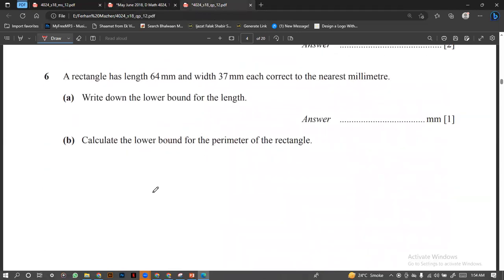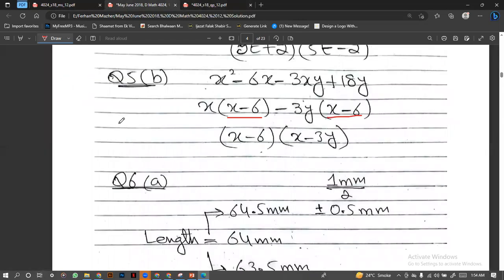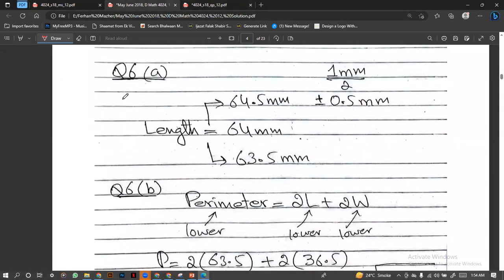Question number 6. A rectangle has a length 64 millimeter and a width 37 millimeter, each correct to the nearest millimeter. Write down the lower bound for the length. Because this is the nearest millimeter, this is correct to 1 millimeter. So divide it by 2, you get 0.5 millimeter. You will add 0.5 millimeter to the length and subtract 0.5 millimeter from the length. You will get the upper bound and the lower bound.